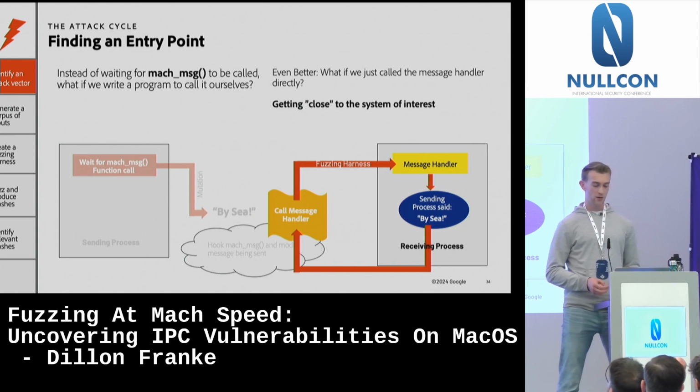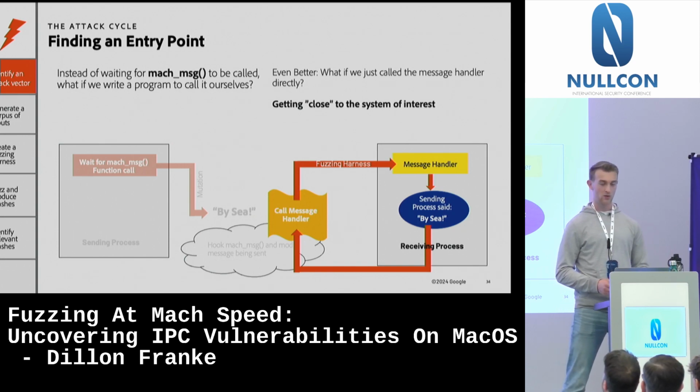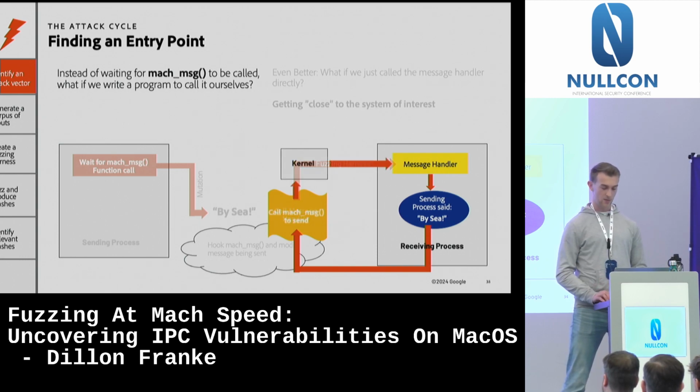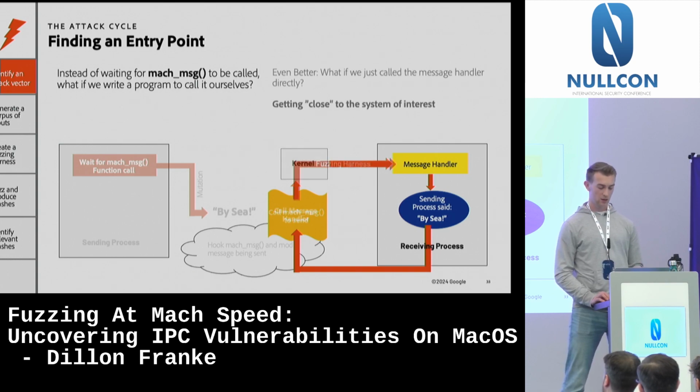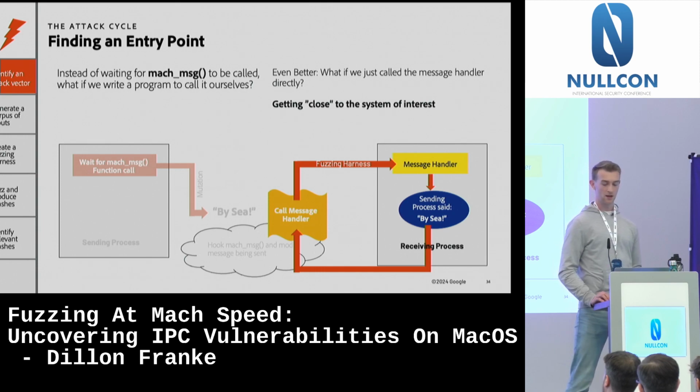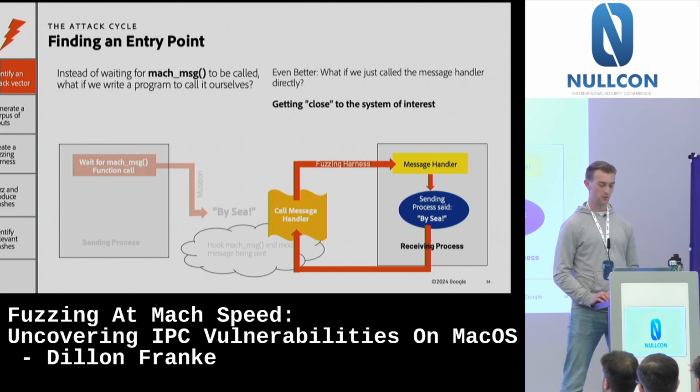But could we even get better than that? Could we just call the message handler itself? So instead of sending a message to the kernel and having it send it to the end process, what if we just figured out how to call that message handler directly so we wouldn't have to go through the kernel at all? This would be a lot faster and take off some of the overhead associated with using the kernel to process that message.